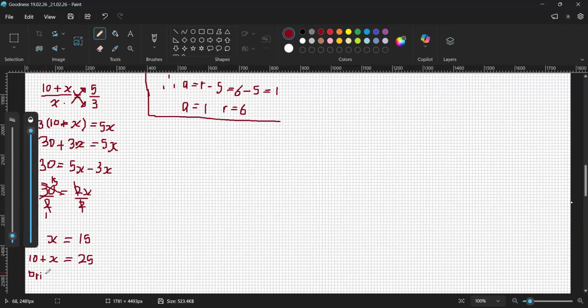Okay, so the original number, because I don't know how to represent it now, let me just call it the original number. I think that should save us. Original number will be equal to 25 plus 15.